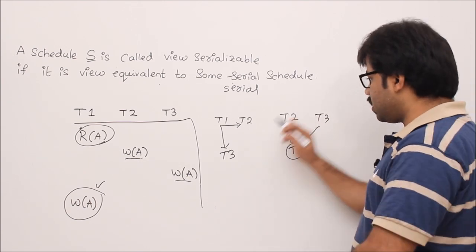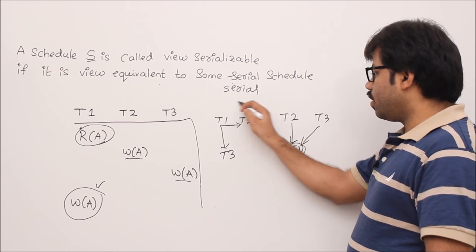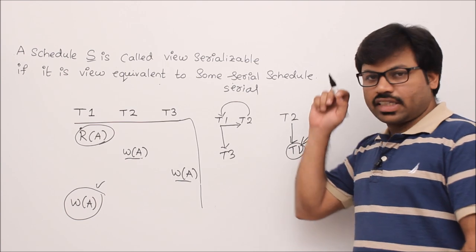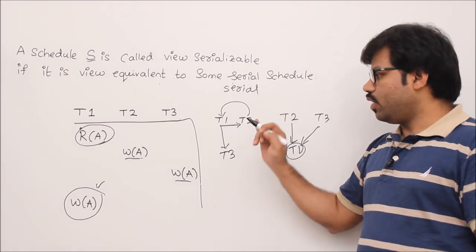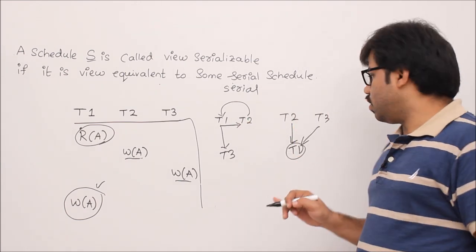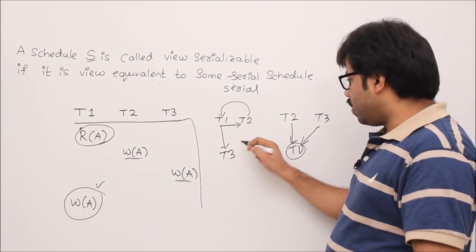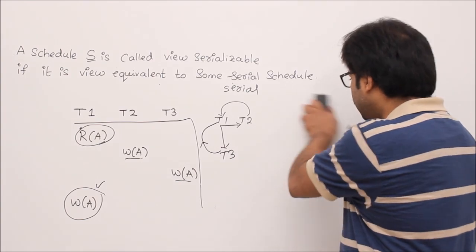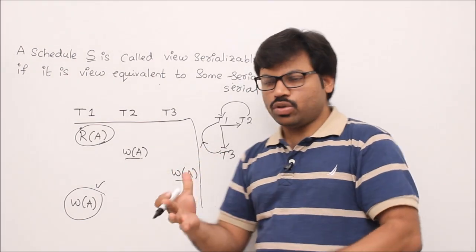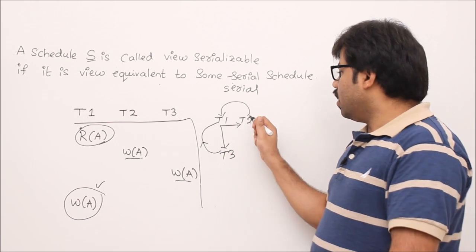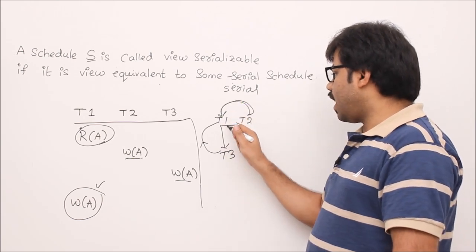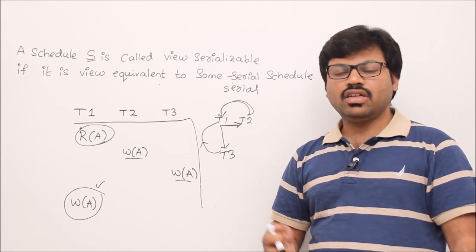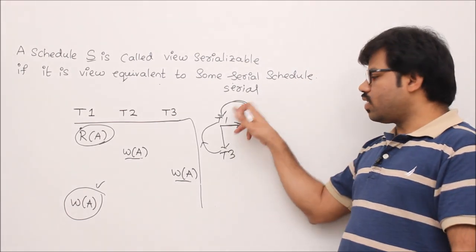Let me put this structure here, T2 to T1. So now we are forming a cycle. Whenever we form a cycle, that cannot be a view serializable schedule. Now T3 to T1, let's put it. So what I want to tell you is, whatever conditions you imposed on this graph, because of that, the serial schedule you are forming is having a cycle. In a serial schedule you can't have a cycle. That means you can't have interleaving. The meaning of a cycle is interleaving.